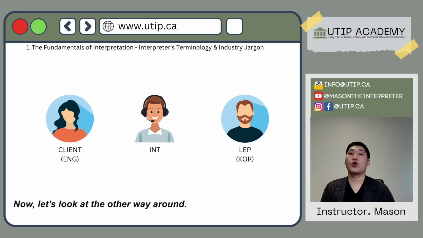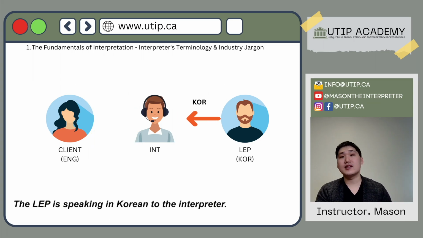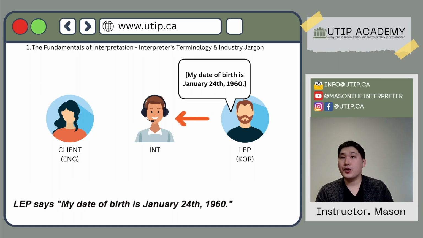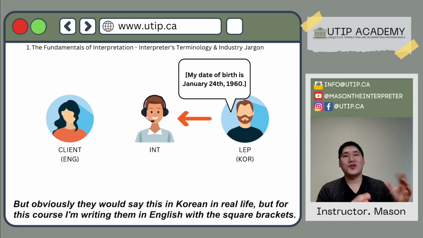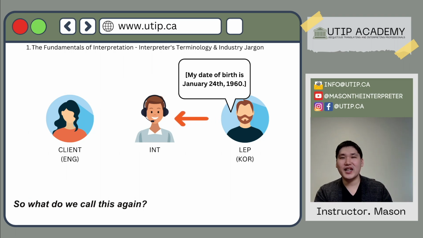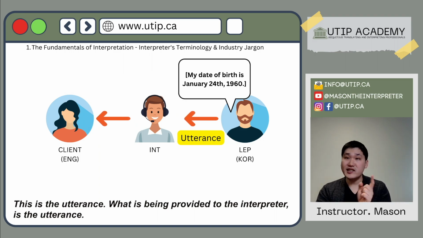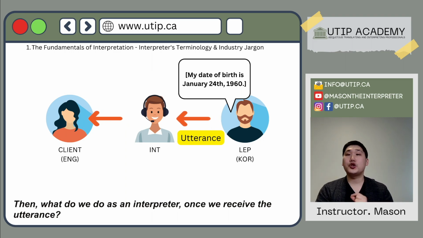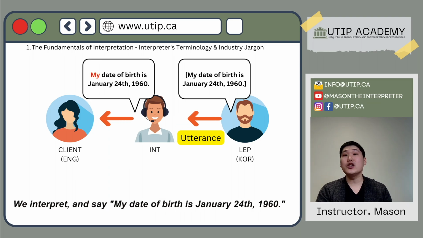Now let's look at the other way around. The LEP is speaking in Korean to the interpreter. The LEP says, my date of birth is January 24th, 1960. But obviously they would say this in Korean in real life, but for this course, I'm writing them in English with the square brackets. So what do we call this again? This is the utterance. What is being provided to the interpreter is the utterance. Then what do we do as an interpreter once we receive the utterance? We interpret and say, my date of birth is January 24th, 1960.